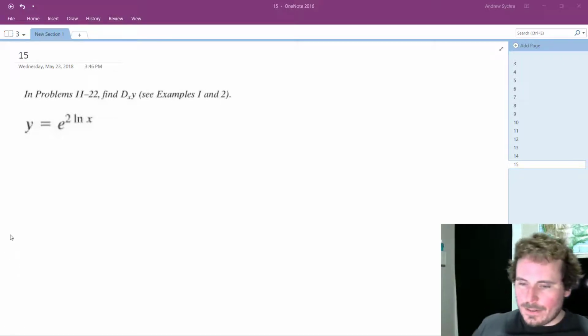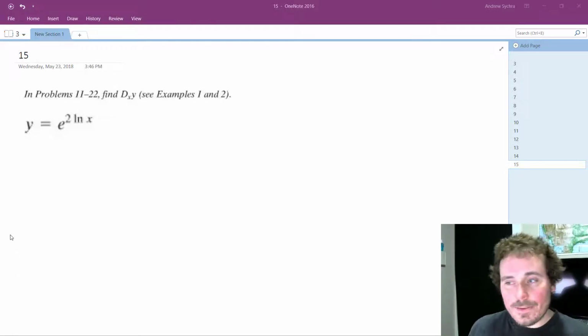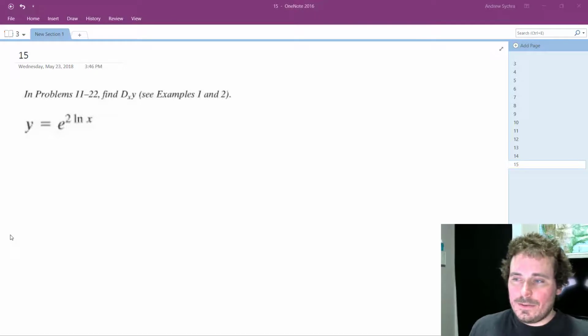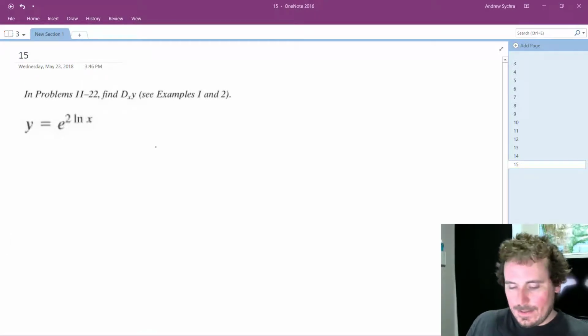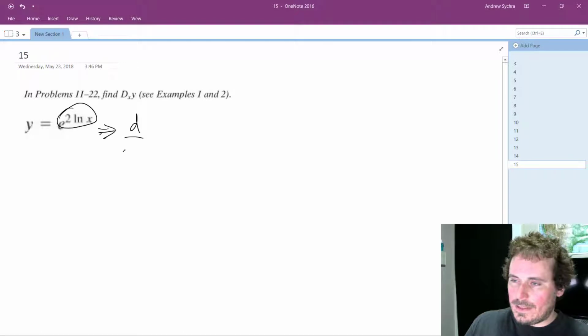So what we want to do here is take the derivative of e raised to the 2 times natural log of x. What we can do here is pull down the derivative of the exponent, so d/dx of 2 natural log of x, and then we still have our e raised to the 2 natural log of x.